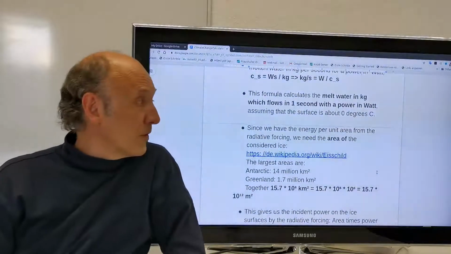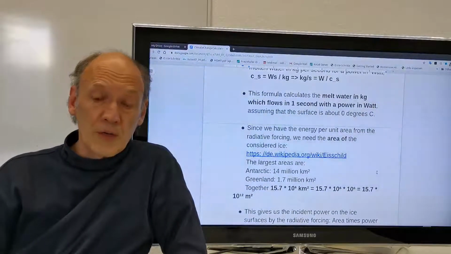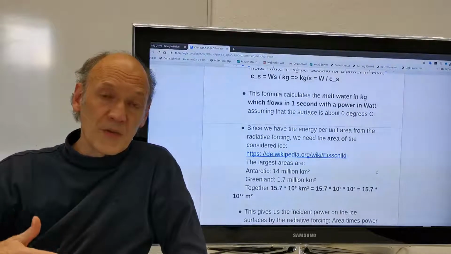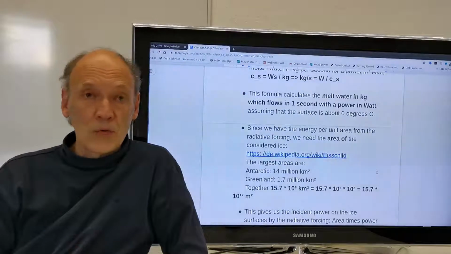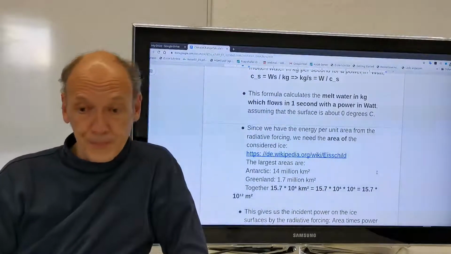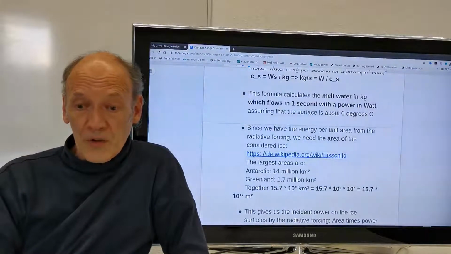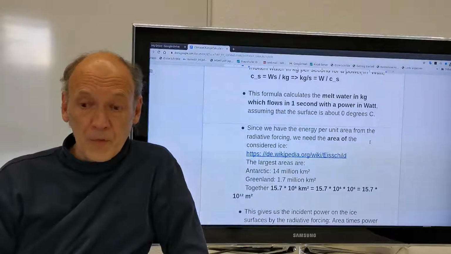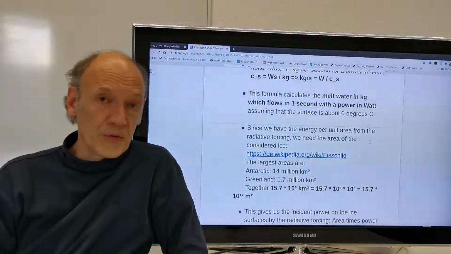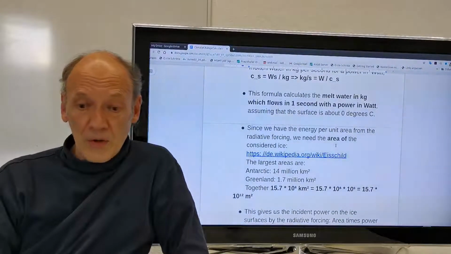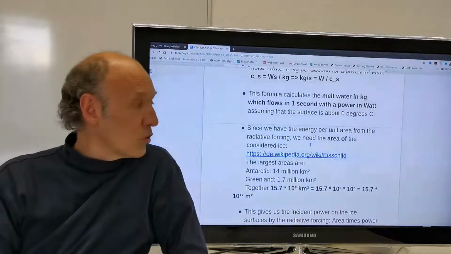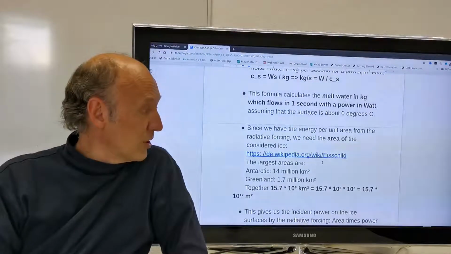So again, this assumption is okay because the energy we need to warm up the ice is a fraction of what we need to melt the ice. So again, we can focus on the biggest part here. Since we have the energy per unit area from the radiative forcing, so per square meter, we need the area of the considered ice. So the total area of the ice shield.